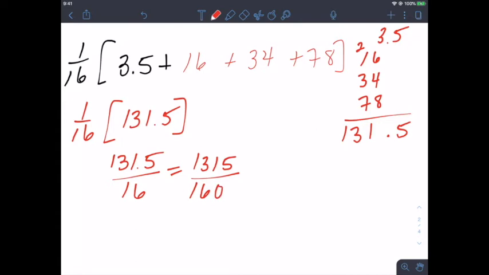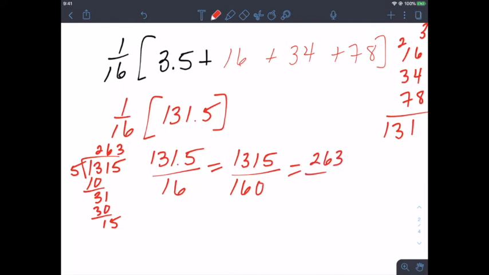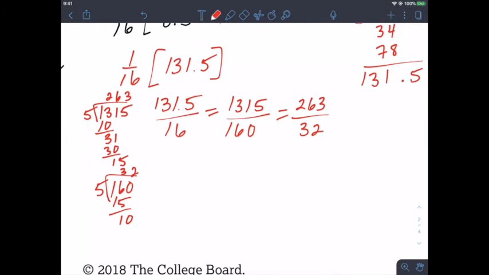Now, these are both divisible by 5. 1315 divided by 5, that's 263. And then 160 divided by 5 is 32. So the average value, and that can't be reduced any further, is 263 over 32 meters.